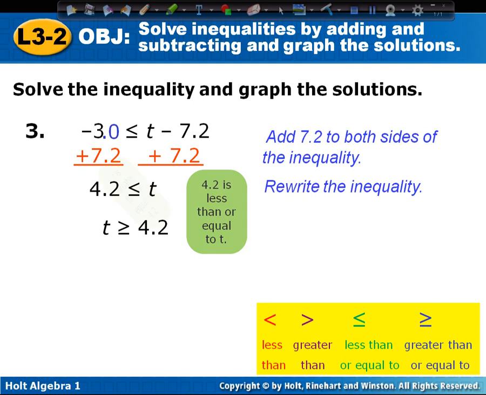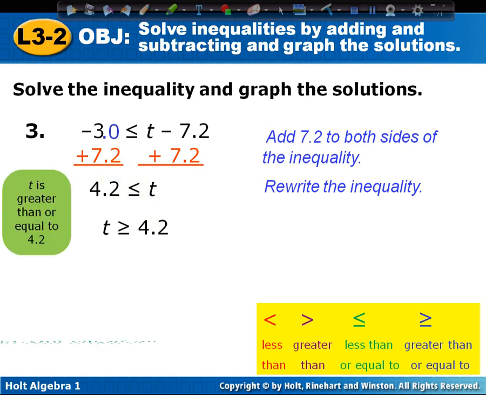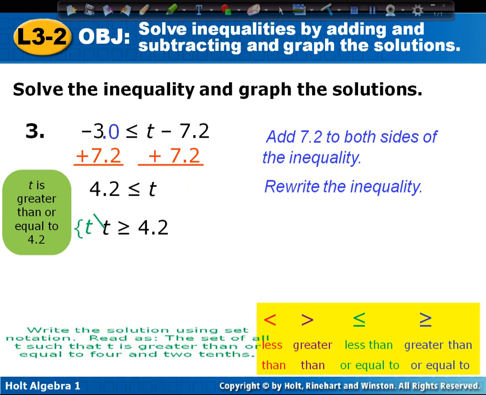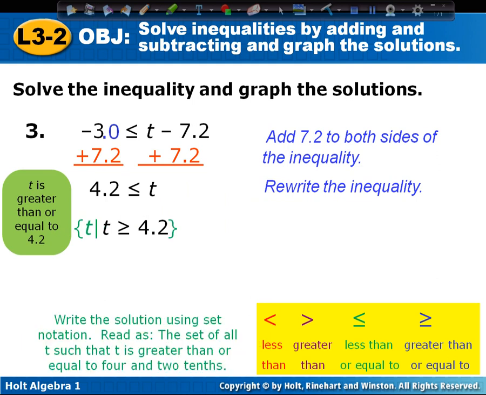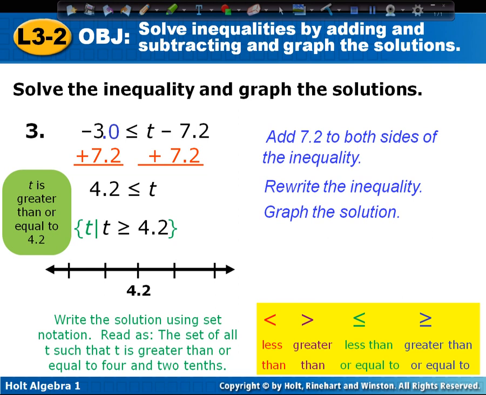So we've solved it. Now we're going to set it. So we're going to put our braces or squigglies around it and our t such that. So we've solved it, set it. Now we're going to graph it. Our 4.2 goes in the middle, and I need 2 numbers less and 2 numbers greater. So I'm going to say 4.0, 4.1, 4.2, 4.3, and 4.4.